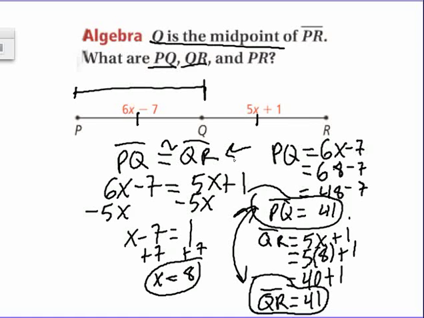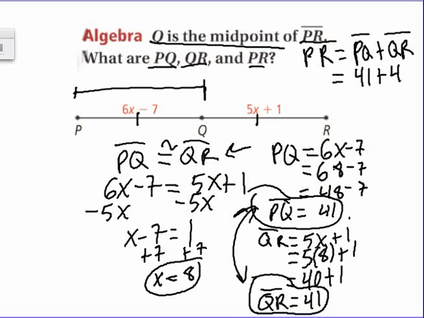Okay, so that is how I get those lengths, but I'm not done. I've done PQ and QR. Now I have to do PR. So PR is going to be both of those together. It's PQ plus QR from the segment addition postulate. And now I know they're both 41. So PR is 82. And I am done finally.